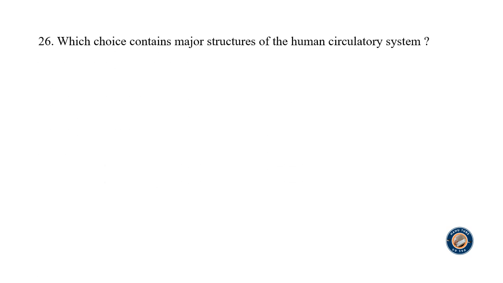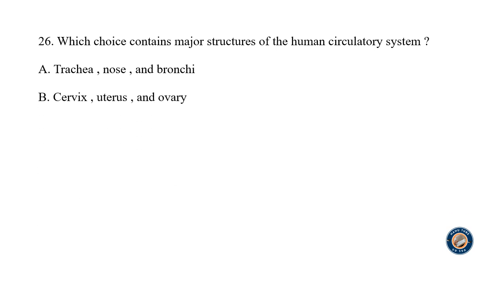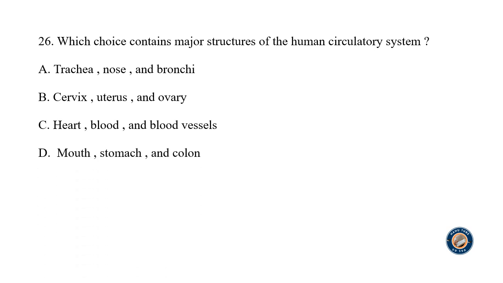Question number 26. Which choice contains major structures of the human circulatory system? A. Trachea, nose, and bronchi. B. Cervix, uterus, and ovary. C. Heart, blood and blood vessels. D. Mouth, stomach, and colon.